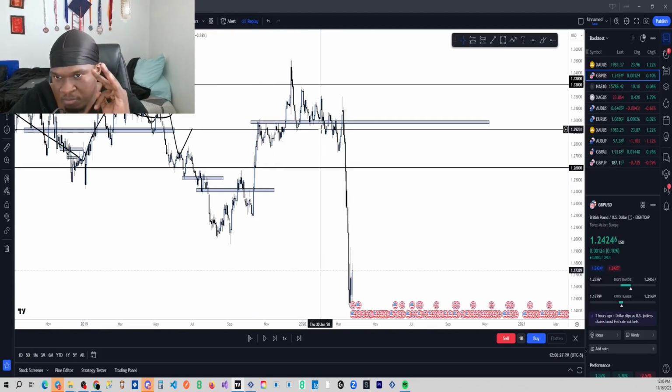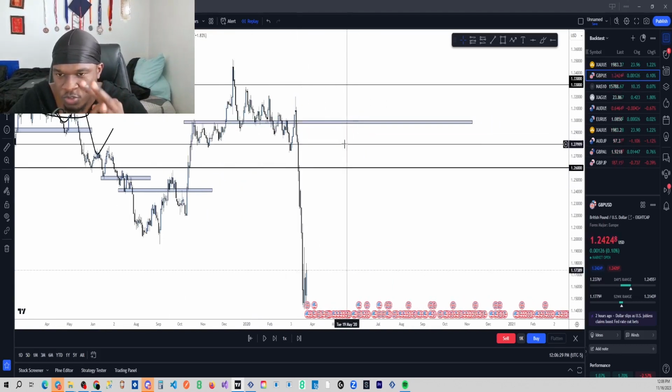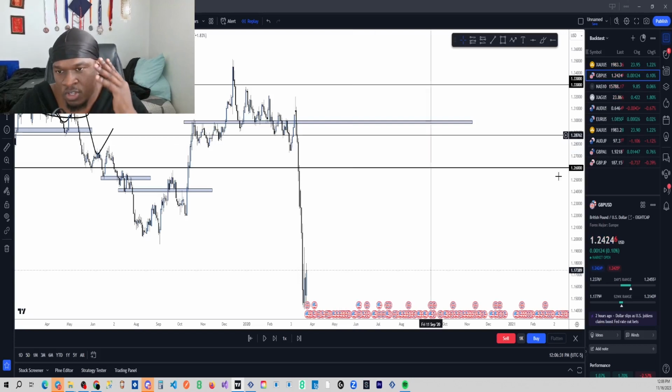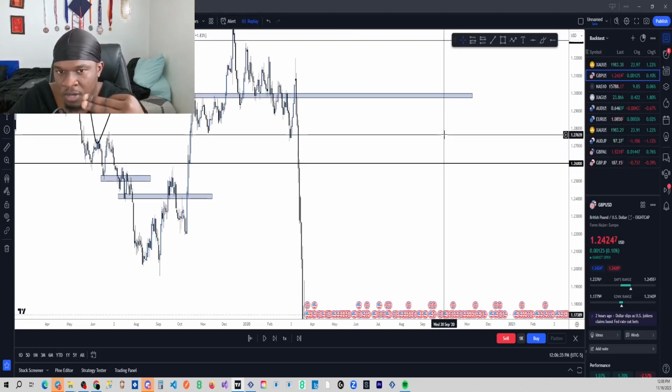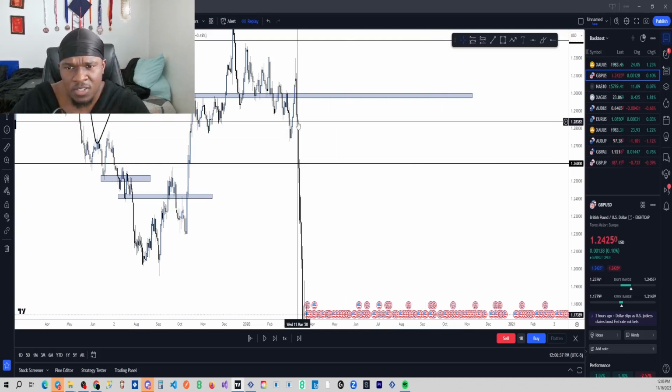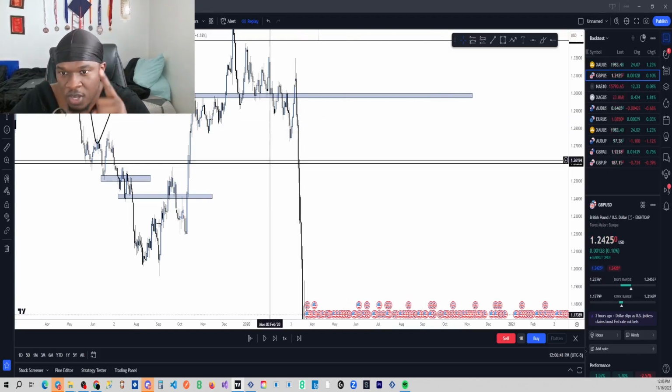You could have, but the overall time frame, the overall structure, the overall bias is bearish. So you want to stick to that. You want to go from a top down perspective, not a bottom up. Don't wait until you get stopped out of the trade to go to a higher time frame and say, "Oh, that's what happened." No, start from top down.